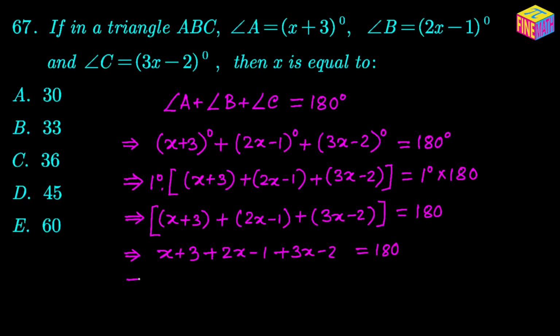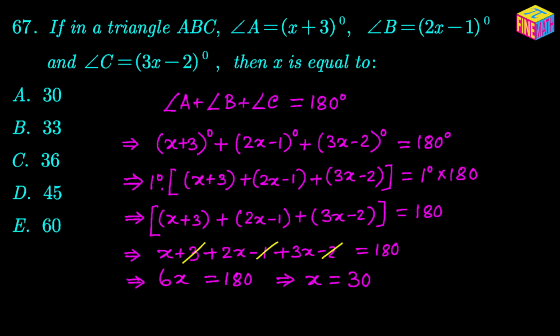And from here what we have? It would be x plus 2 times x plus 3 times x, that would be 6 times x, and then plus 3 minus 1 minus 2, so that will cancel each other. So this plus 3 minus 1 and minus 2, they will become 0. So then here we are left with 6 times x is equal to 180. And from here we can say, x must be equal to 180 divided by 6, that would be 30. And it's not in degrees, it's just a pure number.